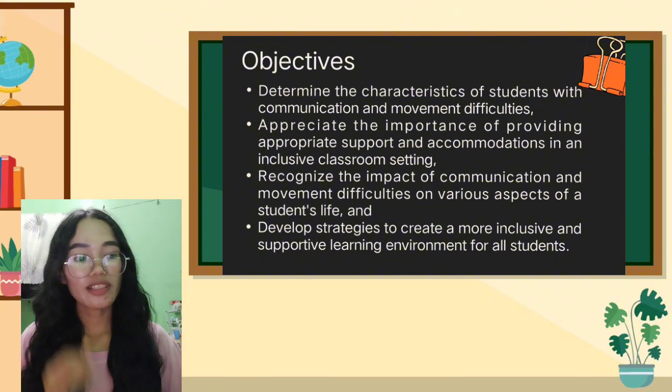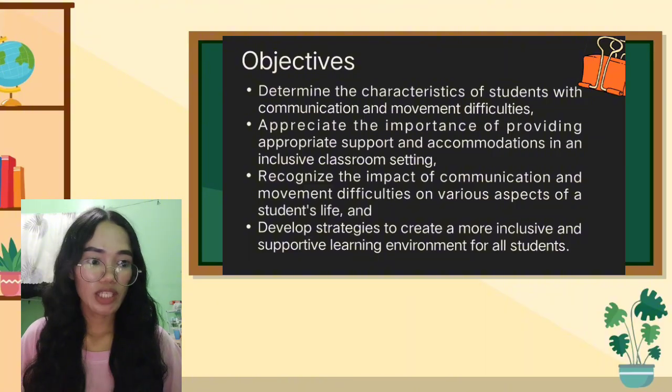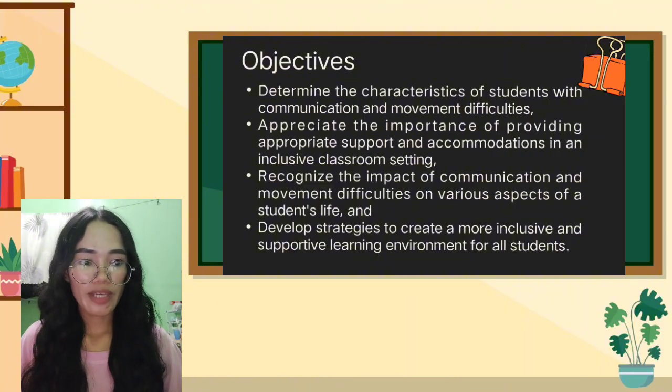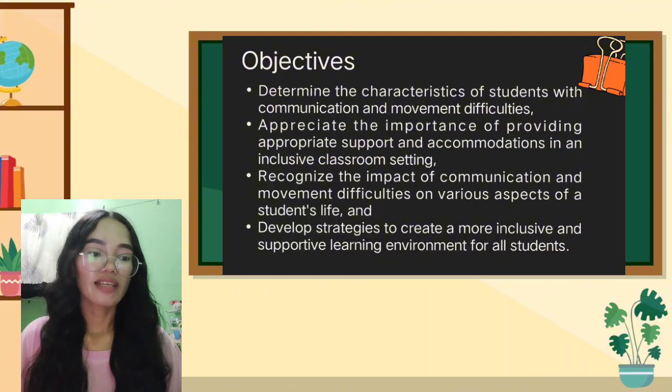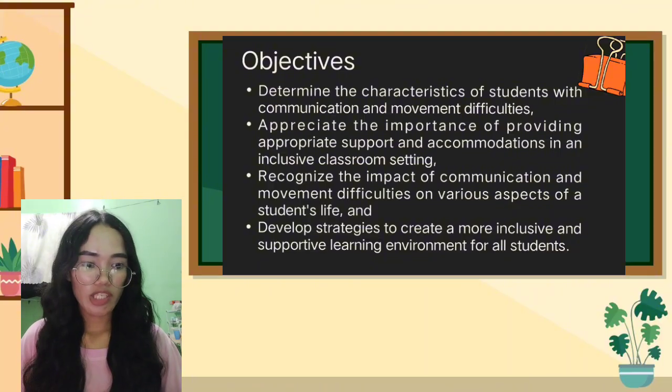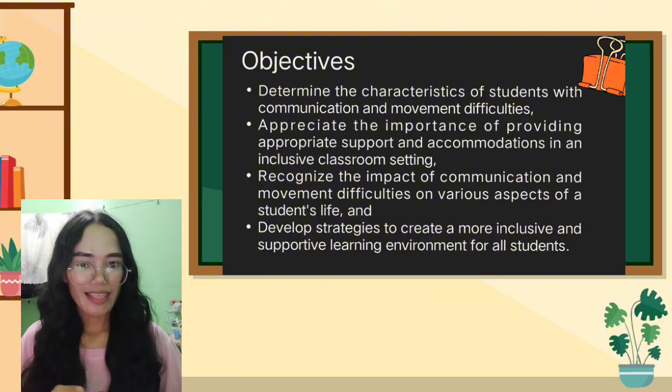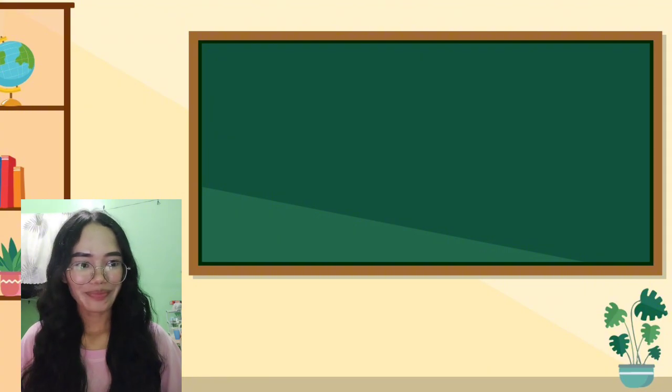First is to determine the characteristics of students with communication and movement difficulties, appreciate the importance of providing appropriate support and accommodations in an inclusive classroom setting, then recognize the impact of communication and movement difficulties in various aspects of students' life, and lastly, develop strategies to create a more inclusive and supportive learning environment for all students. So, okay, let's proceed to our discussion.